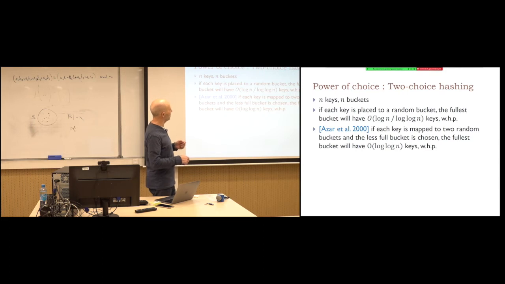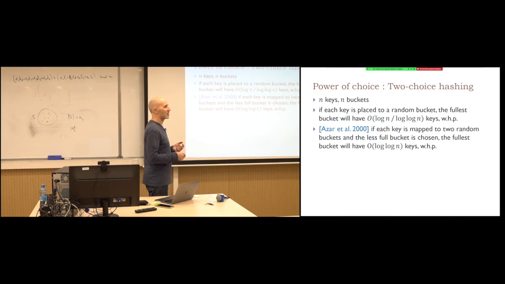Okay, so each key we map to two random buckets, and we place it in the one which is less full. In this case, the fullest bucket will have log log n keys instead of log n. So the difference is enormous, right? The difference is exponential between log n and log log n. So we basically have a huge gain here by having a choice between two buckets.